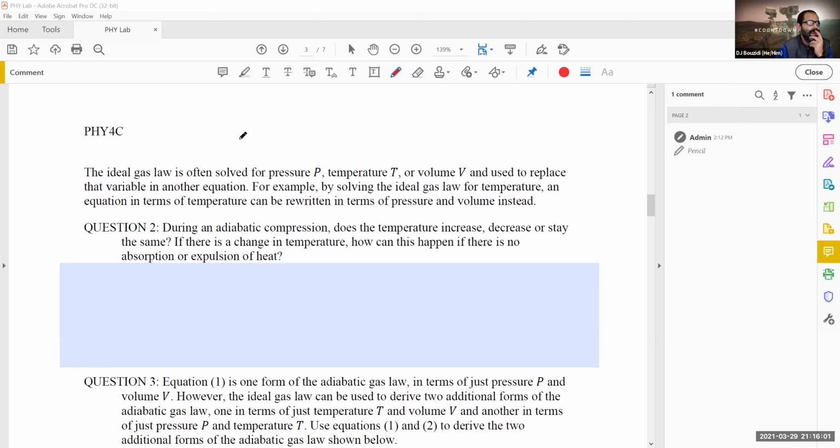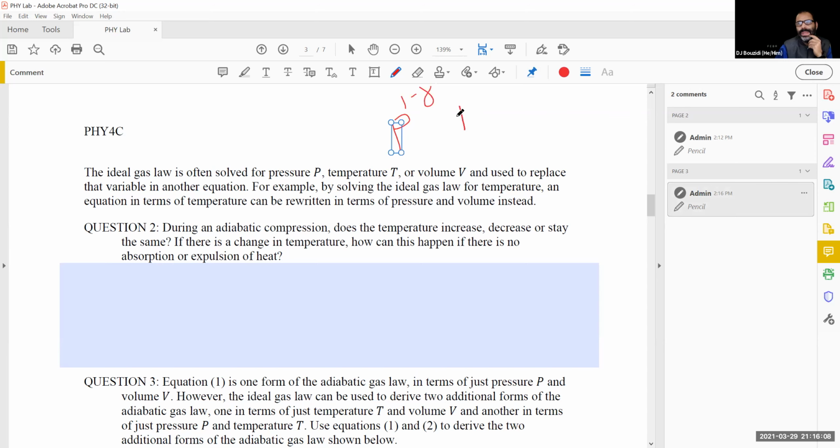So the law we need to worry about here is P to the power 1 minus gamma times T to the power gamma is constant. During a compression, the pressure increases. And this factor here is less than 1 because gamma is more than 1. So this goes down. That means this number also will go down too. The temperature will go down too.